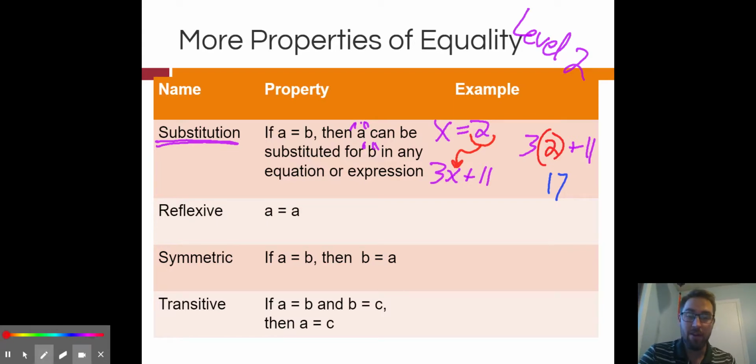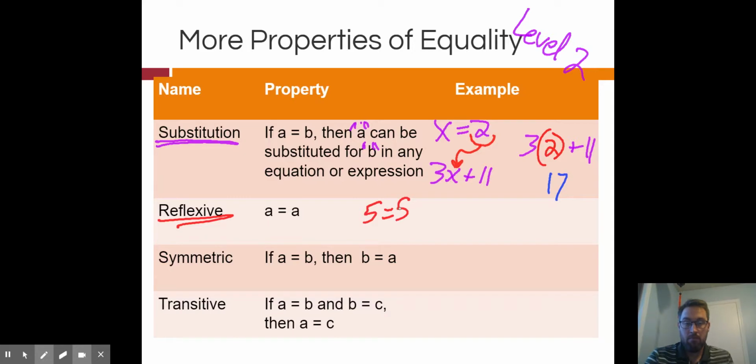The next term here, the reflexive property, think of that like a mirror, like when you see your reflection. So just anything equals itself. A equals A. So if I have the number 5, it equals 5. 5 is 5.